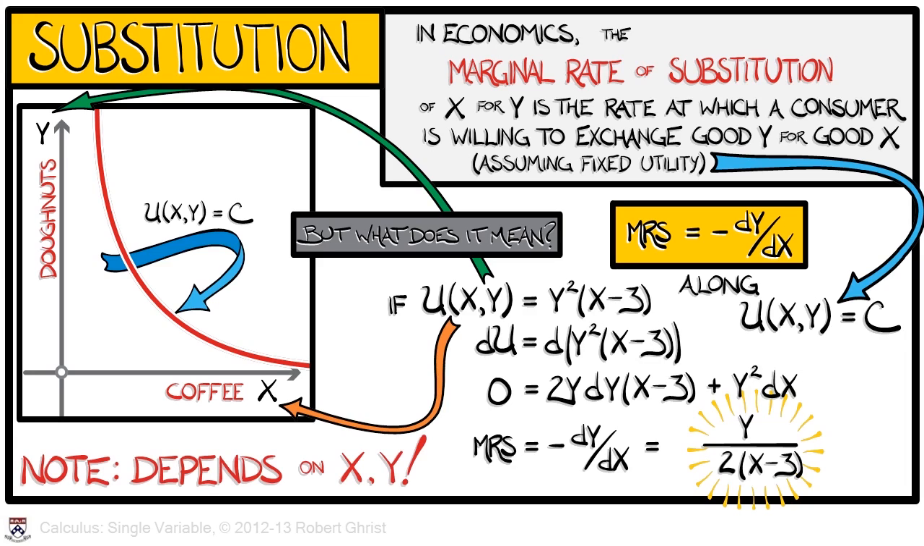What that actually means is that depending on my values of x and y, how much coffee I have versus how many donuts I have, my willingness to trade one for the other changes. If I have an equal amount of coffee and donuts, then that's one thing. I might be willing to trade one for another. However, if the amount of coffee that I have is sufficiently low, that is, x is close to 3, it doesn't matter how many donuts you're willing to give me. I'm not going to give up any more coffee.